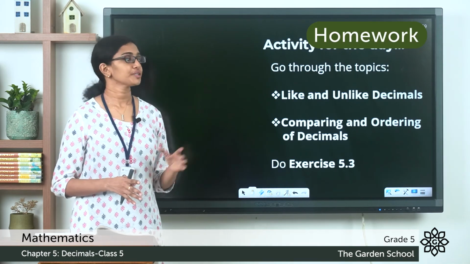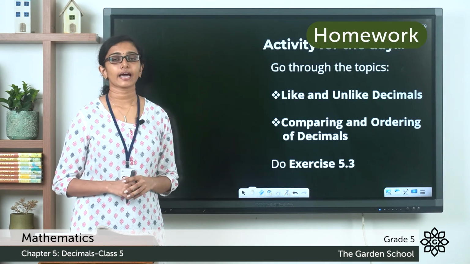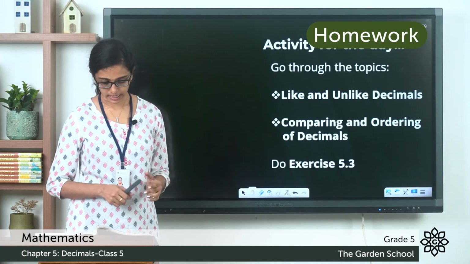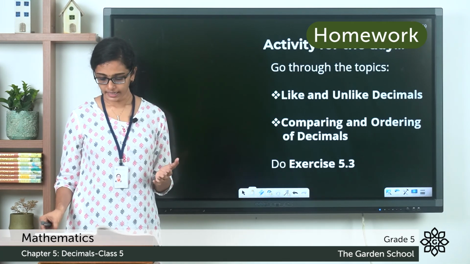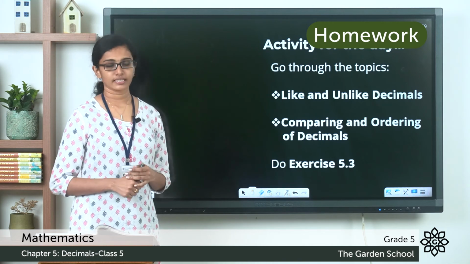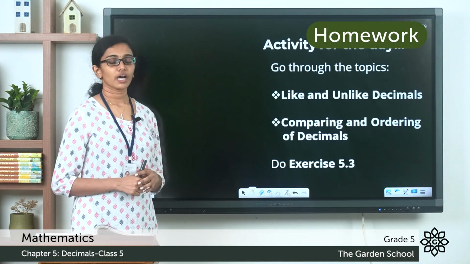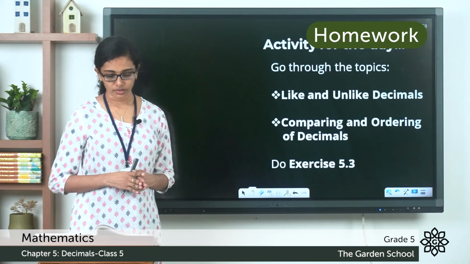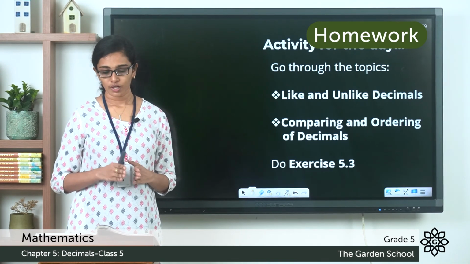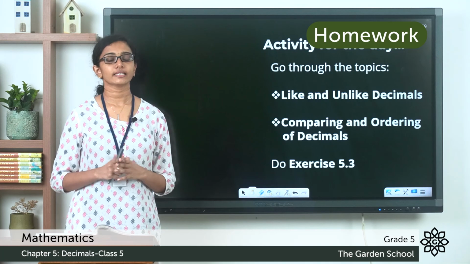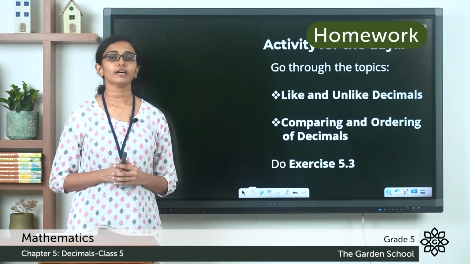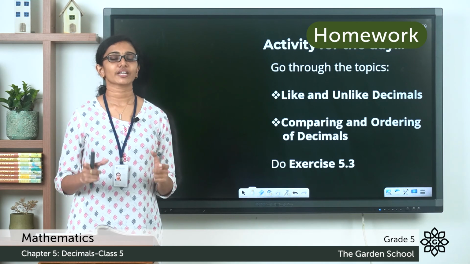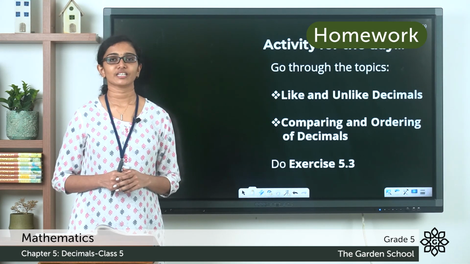Now, children, you have to go through the topic like and unlike decimals and comparing and ordering of decimals on page numbers 84, 85 and also 86. Then you have to complete the questions from exercise 5.3 in your notebook. You can also do the try this activity on page number 87. Once you are done with all the activities, we can take a picture and send it to us on Teams.